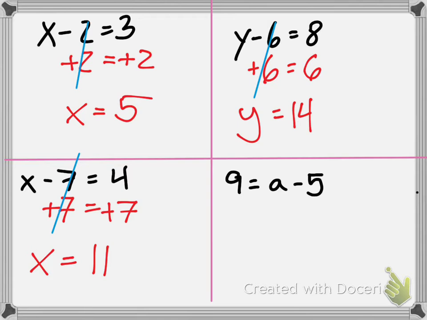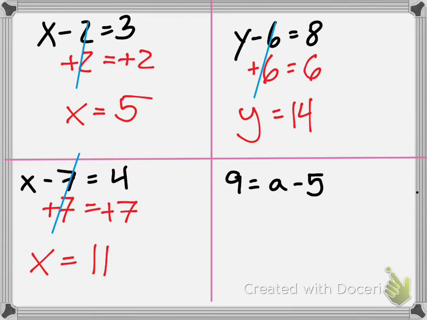Jade, what about 9 equals a minus 5? How do I solve it? Oh, I don't think her mic is working. What am I going to do? Am I going to add or subtract? Use your fingers. Add or subtract? Make the sign. Since her mic isn't working, I'm going to let Lennox take over.